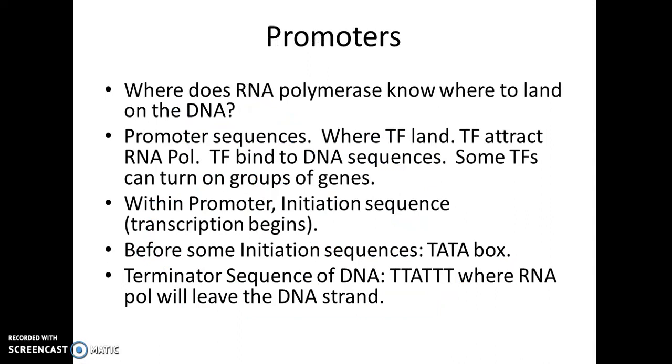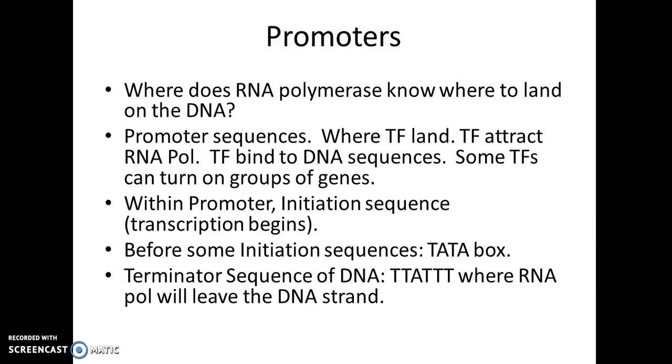So where does RNA polymerase know where to land on the DNA strand? Great question. These are known as promoters. Promoters are DNA sequences that allow transcription factors, that's what TF stands for, to land. The transcription factors act as a flag for RNA polymerase. So the transcription factors bind to the DNA sequences, and then the RNA polymerase will bind next to the transcription factor. Now, within the promoter sequence, there is an initiation sequence. That's where transcription actually begins.